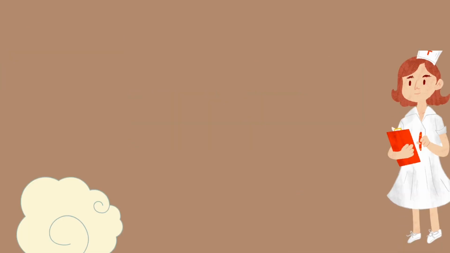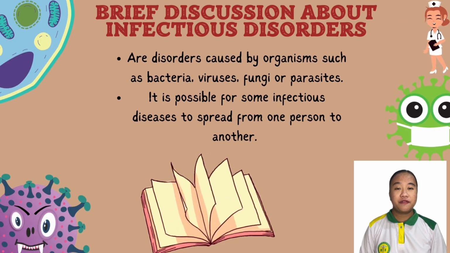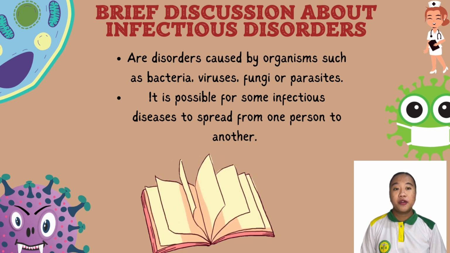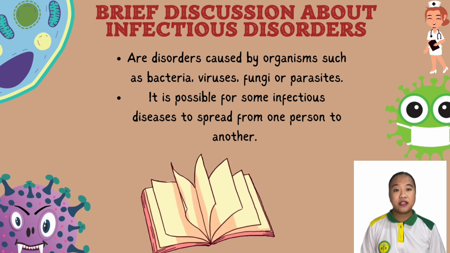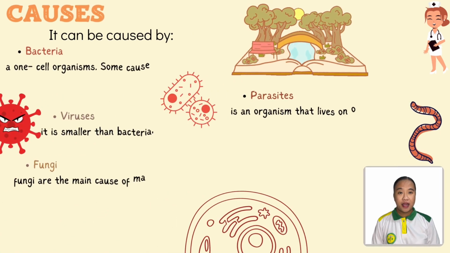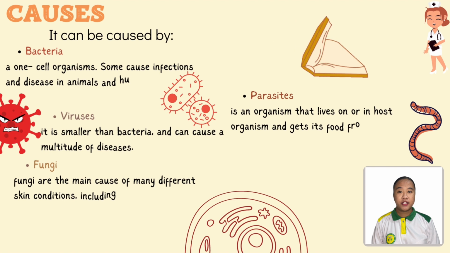Okay, let's get started. Brief discussion about infectious disorders. These are disorders caused by organisms such as bacteria, viruses, fungi, or parasites. Many organisms live in and on our bodies. They are normally harmless or even helpful. However, some organisms have a tendency to cause diseases in certain circumstances. It is possible for some infectious diseases to spread from one person to another. They can be caused by bacteria, viruses, fungi, and parasites.